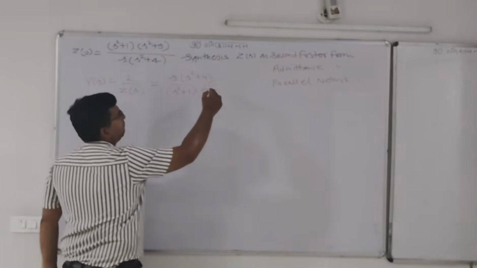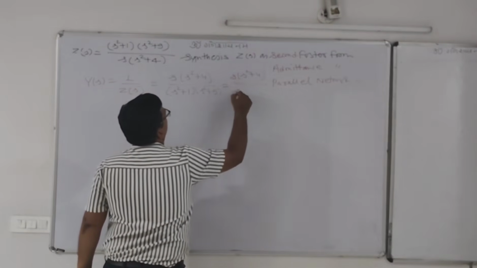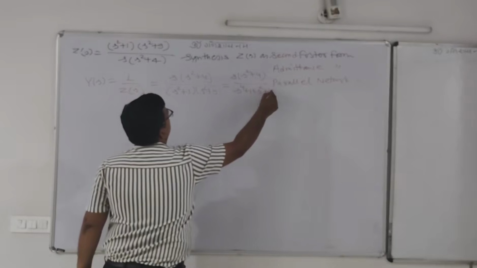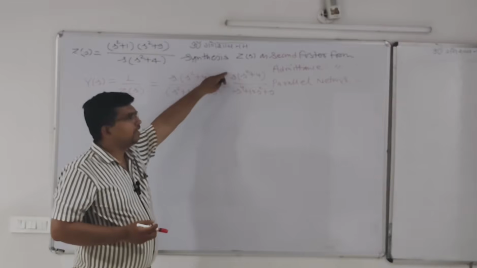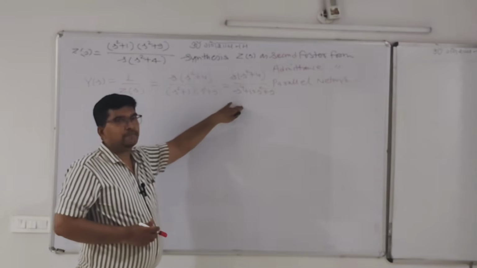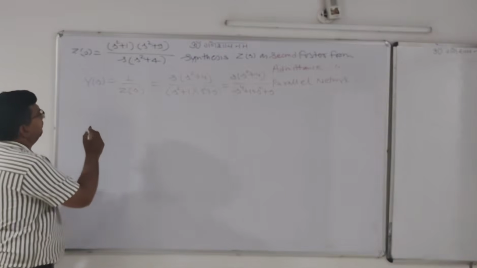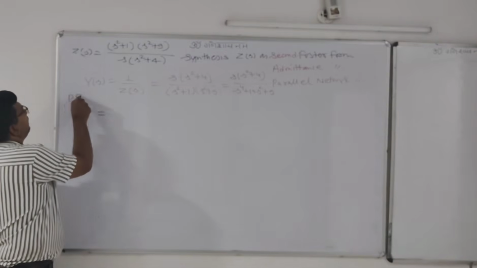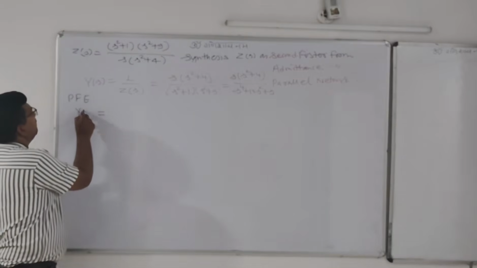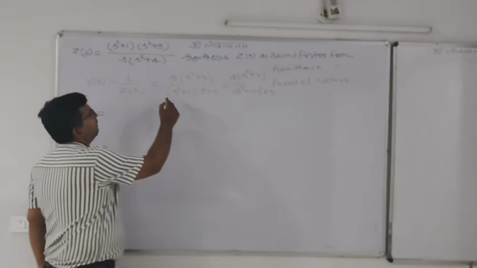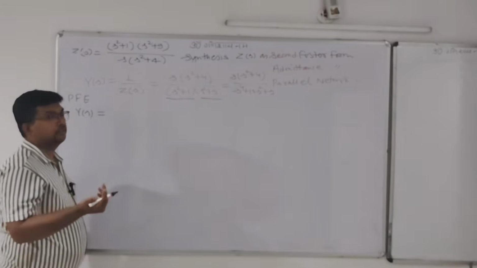Now once we have inverted it, the denominator becomes s to the power 4 plus 10s square plus 9. Here the denominator power is greater than the numerator power, so we can directly apply the partial fraction method. In this partial fraction expansion, called the PFE, we will basically apply the residue method. So what is the residue method? We have already discussed.